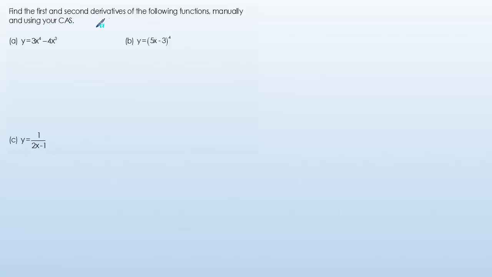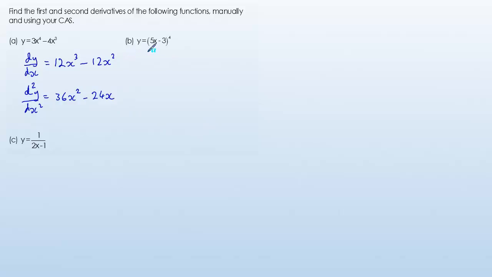Find the first and second derivatives of the following functions manually and using your CAS. Well, let's look at manually first. So this first one, first derivative is dy/dx. So we can see that's going to be 12x cubed take away 12x squared. And then d2y/dx squared means we just differentiate this again. So that's 36x squared take away 24x.